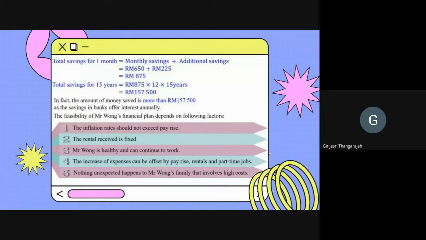There is also some flexibility in Mr. Wong's financial plan that depends on some factors, such as inflation rates should not exceed the pay rise, the rental received is fixed, Mr. Wong is healthy and continues to work, the increase of expenses can be offset by pay rise, rental and part-time job, and lastly, nothing unexpected happens to Mr. Wong's family that involves high costs. We pass this presentation to our next presenter, Sharwini.